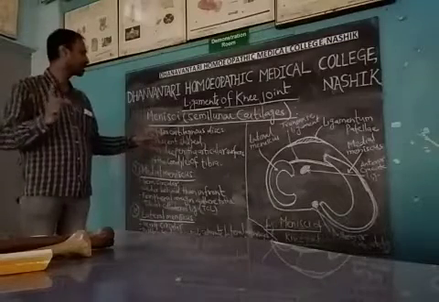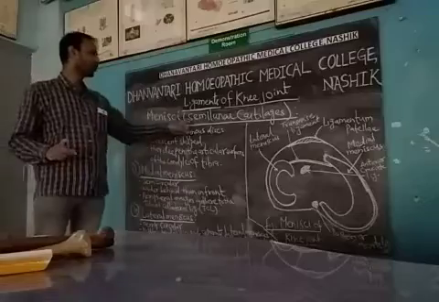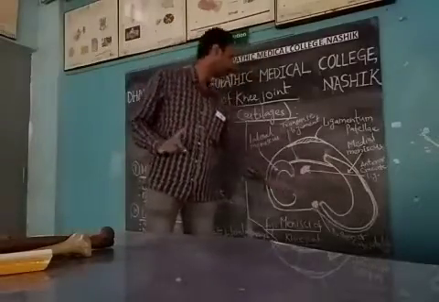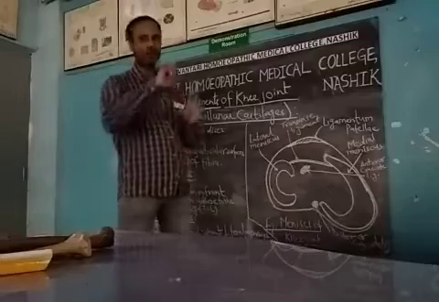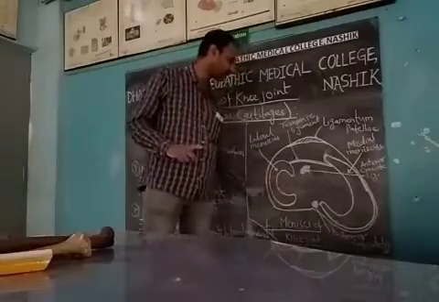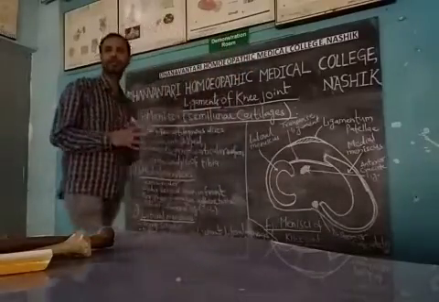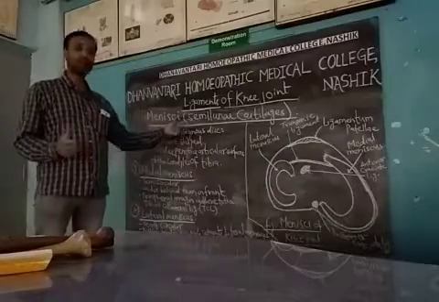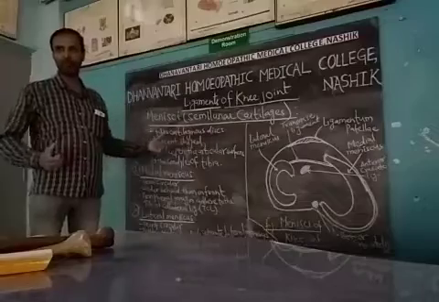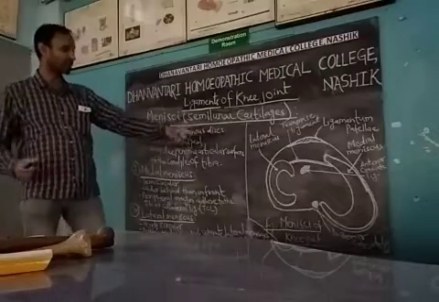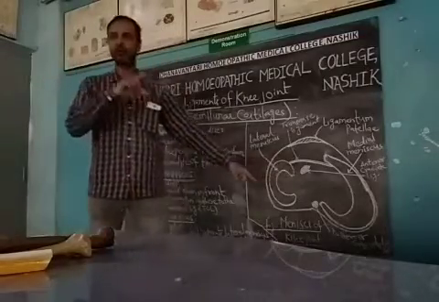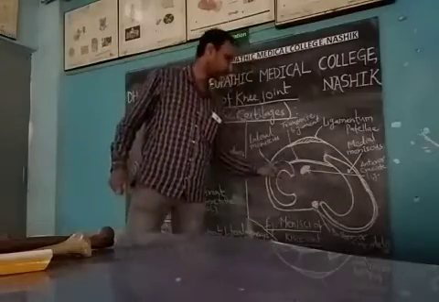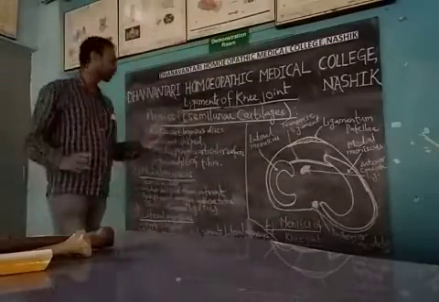Both the menisci are semicircular. So these are semilunar, half-moon like, cartilages. So these are the two menisci, and they are made up of fibrocartilage. That is one point we have seen. Then the shape: as I have said, it's semicircular or semilunar, half-moon like. Therefore it's a crescent.